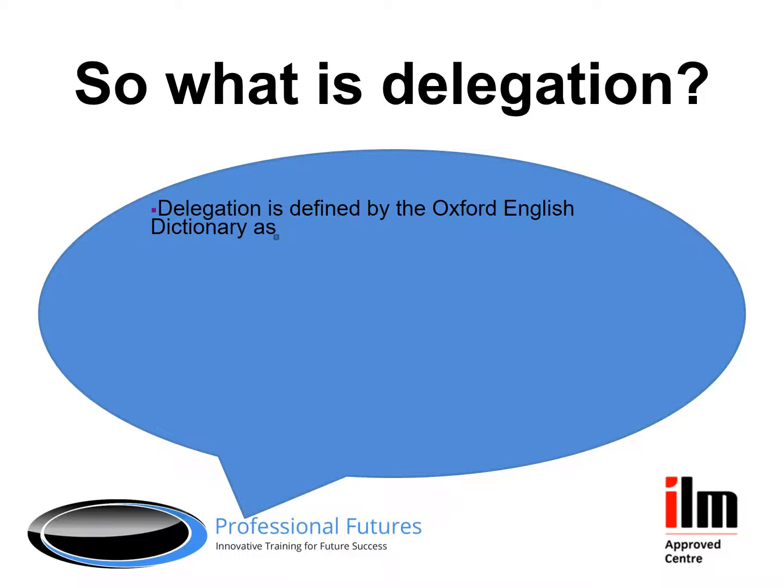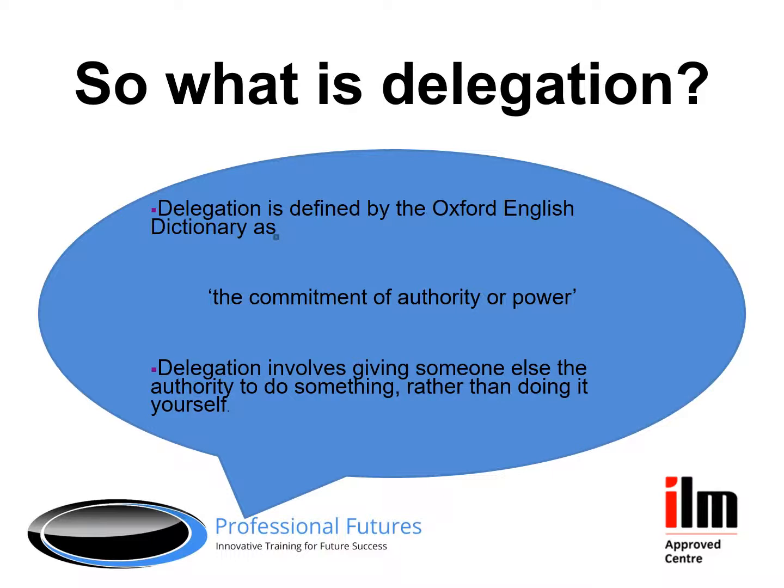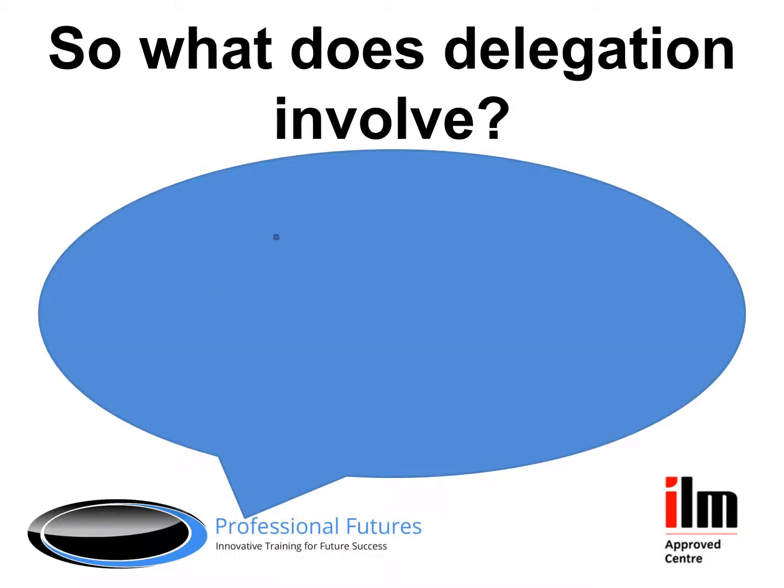So in order to be able to delegate effectively, we need to understand what delegation actually is. A definition provided to you by the Oxford English Dictionary is that delegation is the commitment of authority or power. So delegation actually involves giving someone else the authority to do something rather than you doing it yourself. Delegation involves two key elements in order to delegate effectively, and those two key elements are authority and responsibility.